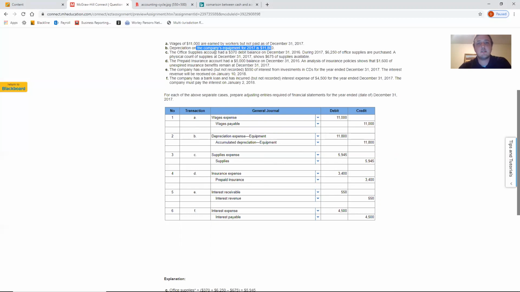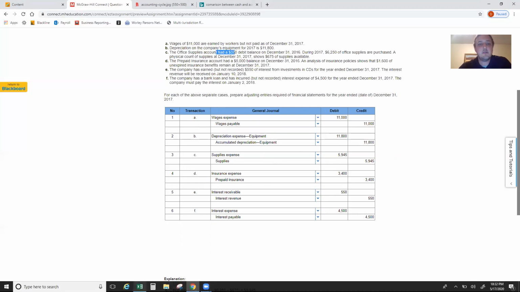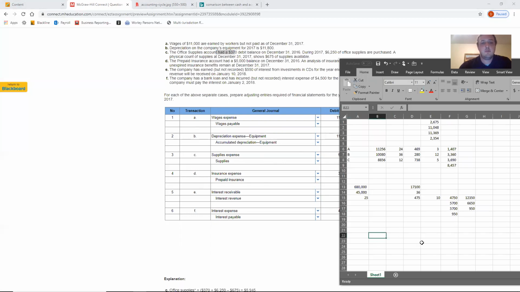Supplies expense. So they tell you we started out with 370. We purchased 6,250. And when we counted it, we only had 675. So again, our adjustment is going to be the sum of those two minus that, 5,945. Okay.